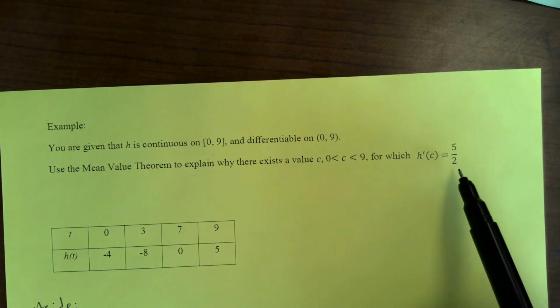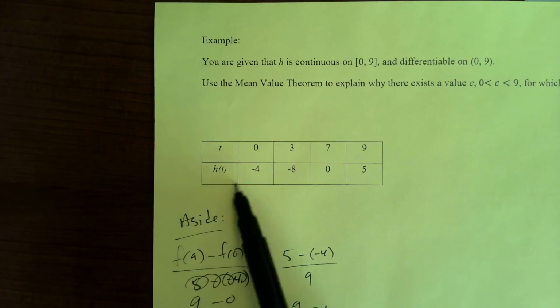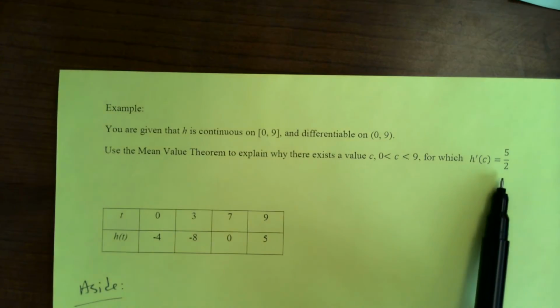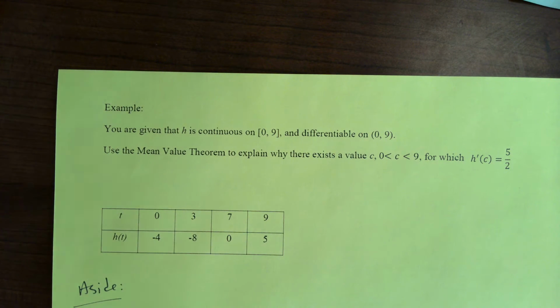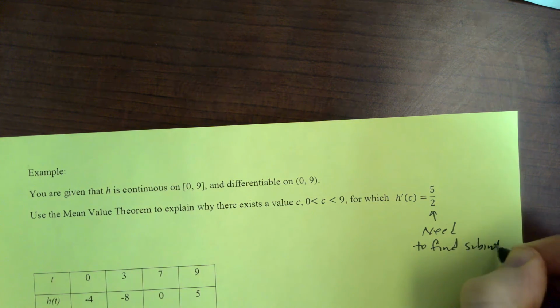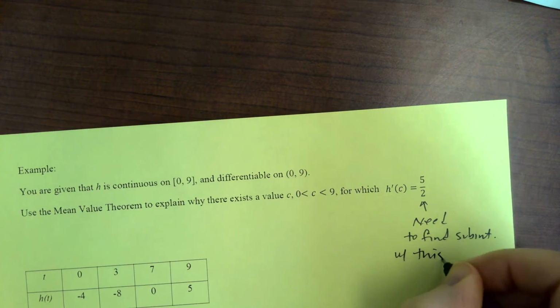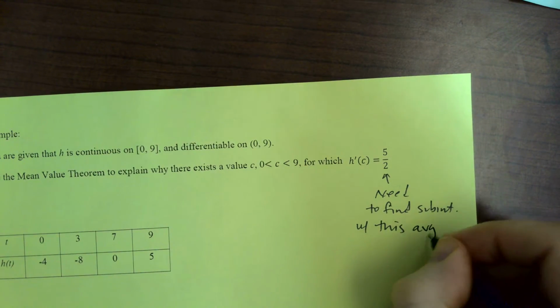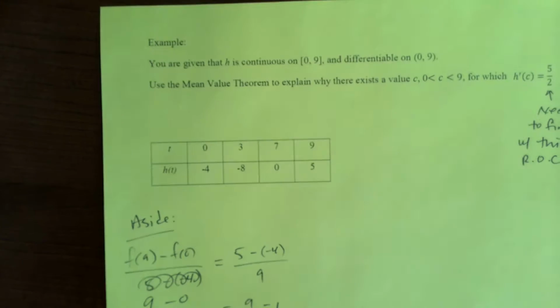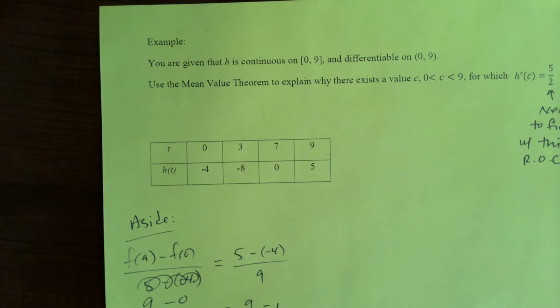So I need to find a subinterval, so a smaller interval inside here, that has an average rate of change of 5/2. Okay? I need to find a subinterval with this average rate of change. Now it might take you a little bit to find it, but let me see, what is it?